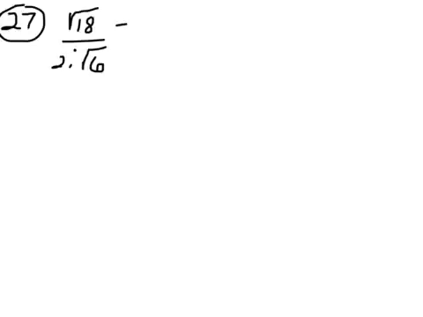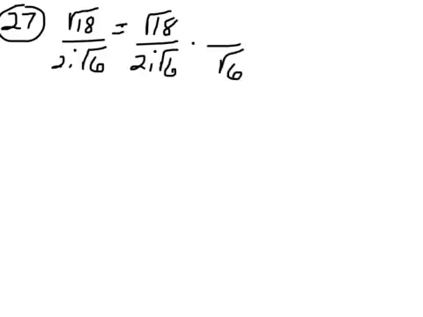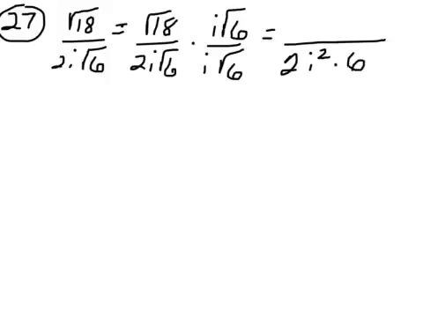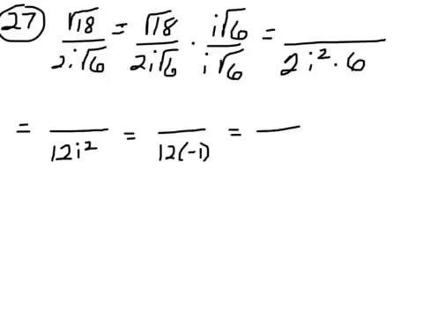All right, on something like this, we want to get rid of the radical and the i in the denominator. I need another copy of square root of 6 to get rid of that because that's a no-no, and the i is also a no-no. So what I'm going to multiply the numerator and the denominator by is i square root of 6. Let's take care of the denominator first. You get 2 times i squared, and square root of 6 times square root of 6 is 6. That's going to be 12i squared, but i squared is negative 1, so that's just a negative 12 in the denominator.